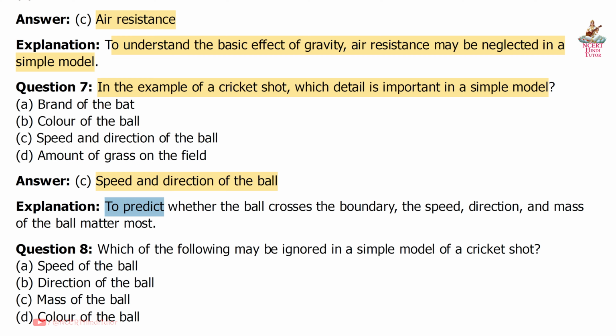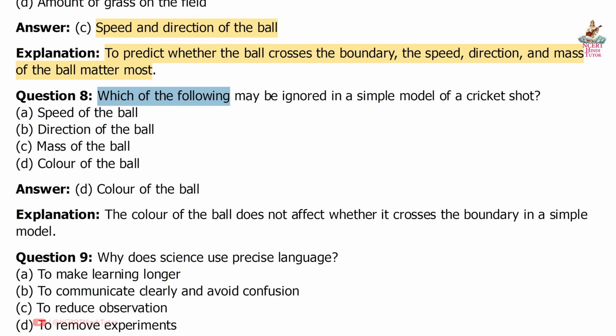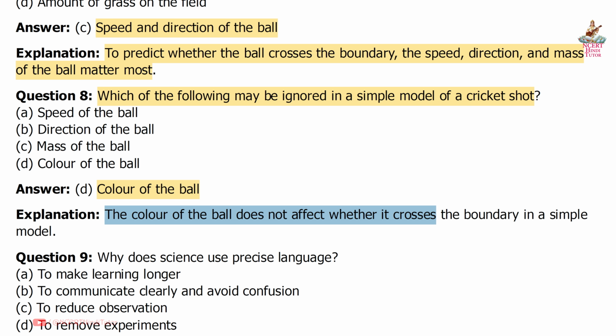Explanation: To predict whether the ball crosses the boundary, the speed, direction, and mass of the ball matter most. Question 8. Which of the following may be ignored in a simple model of a cricket shot? Answer D. Color of the ball. Explanation: The color of the ball does not affect whether it crosses the boundary in a simple model.